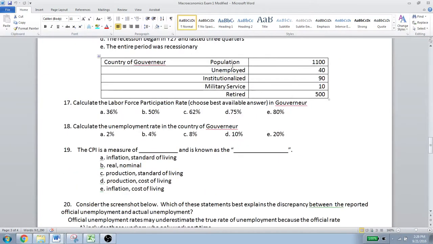Here, we've got a population of 1,100, unemployment of 40, institutionalized of 90, military service of 10, and retired of 500.